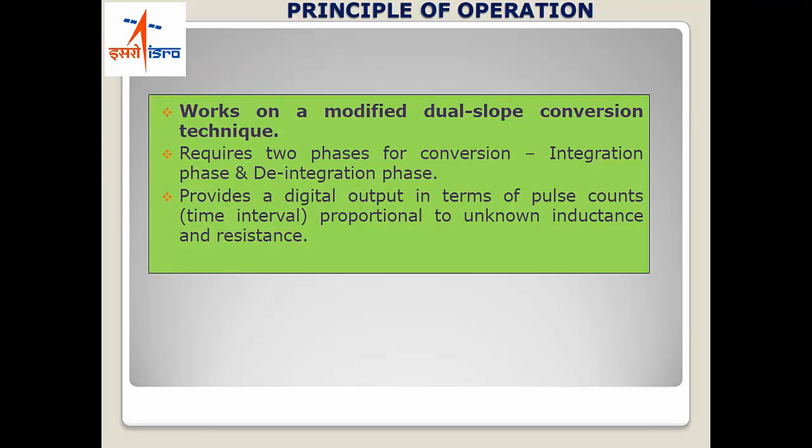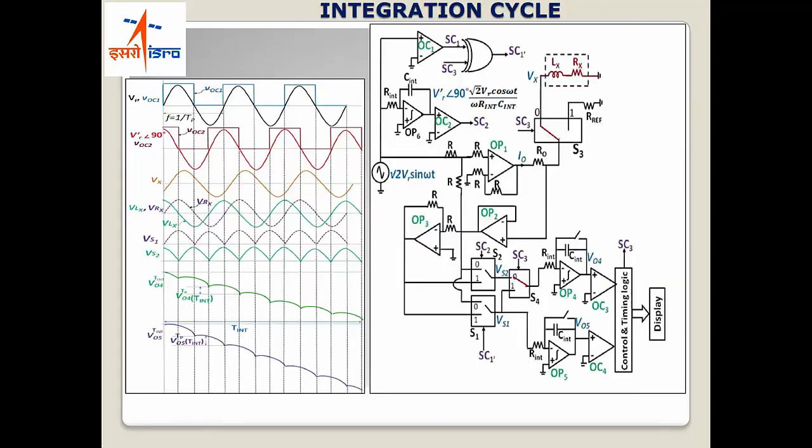So it works on a modified dual slope conversion technique and requires two phases of conversion, the integration phase and the deintegration phase, and it provides a direct digital output. That is, once the conversion cycle is over, you don't have to do any further processing on it. The data in terms of the time interval or the counter frequency pulse counts is proportional to the unknown inductance and resistance.